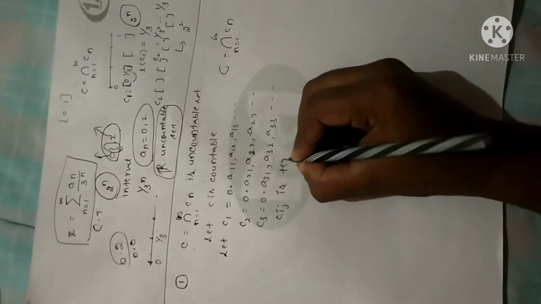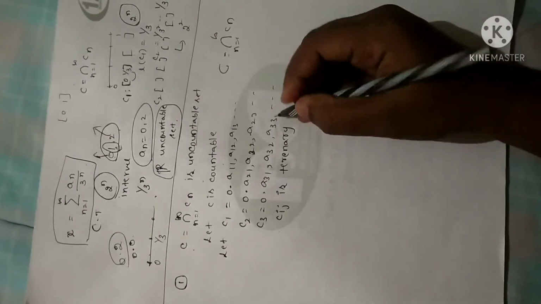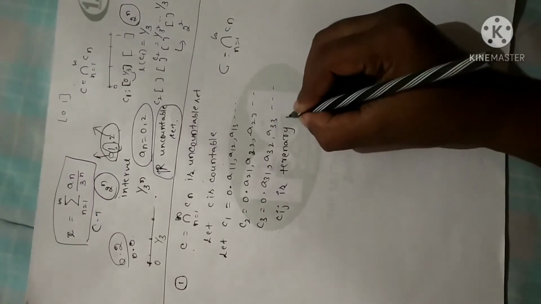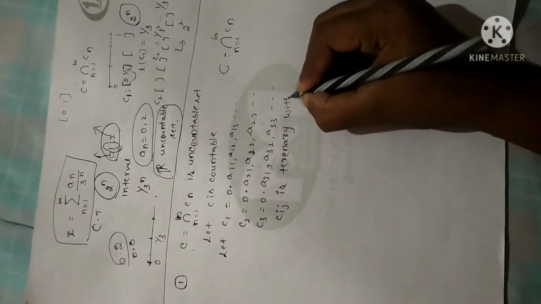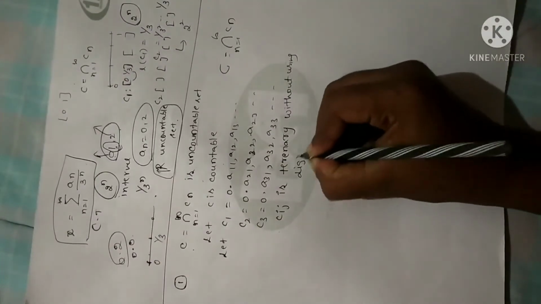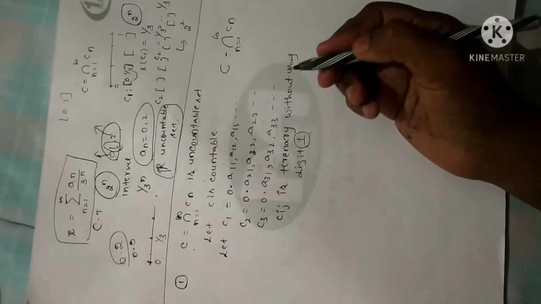Cij is ternary numbers. Obviously when I said ternary set, I'm sorry, when I said Cantor set, it should include ternary expression. So ternary set without using digit 1. So I'm not going to use the digit 1 here in any of this Cantor ternary set.